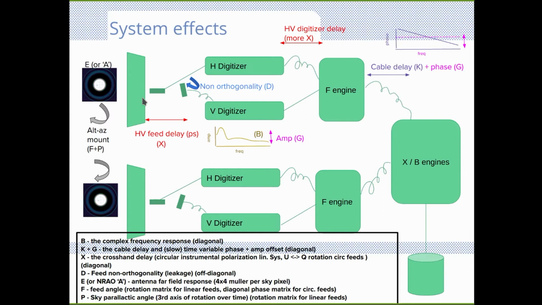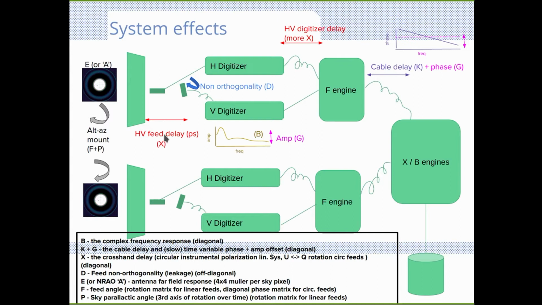This is by far the most dominant term in the entire system. The Meerkat online system will inject a noise diode signal, through a quarter wave splitter, into these two chains, and it will calibrate as much of this away as possible. There will still be a few picoseconds worth of this feed delay left. So you have to calibrate that out using an external polarizer. We'll get onto that a bit later on. But this is one of the most predominant polarizing effects on the system.